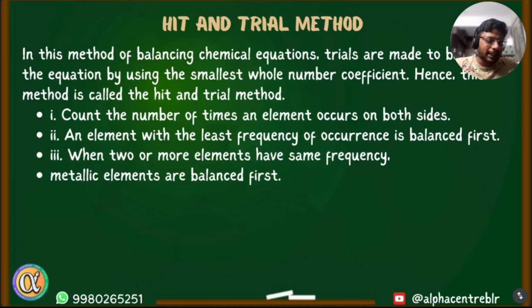This method doesn't have a strict rule. In this method of balancing chemical equations, trials are made to balance the equation by using the smallest whole number coefficients. Hence, this method is called the hit and trial method.